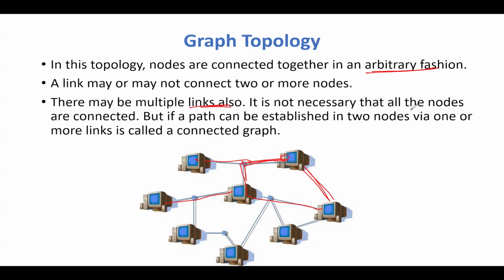It is not necessary that all the nodes are connected, but if a path can be established between two nodes via one or more links, it is called a connected graph. So here, for example, this is a connected graph because every node can be reached from some or the other link or node. This is called a connected graph. So this is how a graph topology looks like. All right.